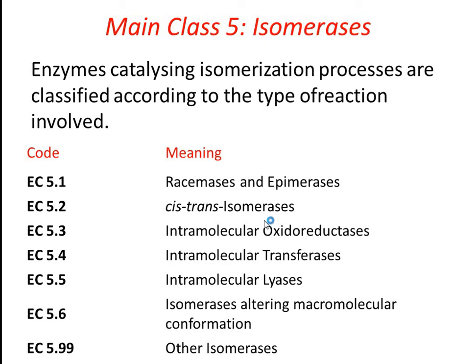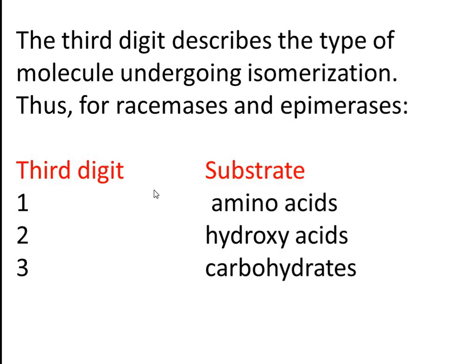If it is 5, then these are intramolecular lyases. If the second digit is 6, these are isomerases altering macromolecular conformations. And the second digit 99 is reserved for other isomerases. Again, the third digit describes the type of molecule undergoing isomerization. Thus, for the racemases or epimerases, third digit 1 indicates the substrate is amino acids, the third digit 2 indicates hydroxy acids, and for carbohydrates, the third digit is 3.